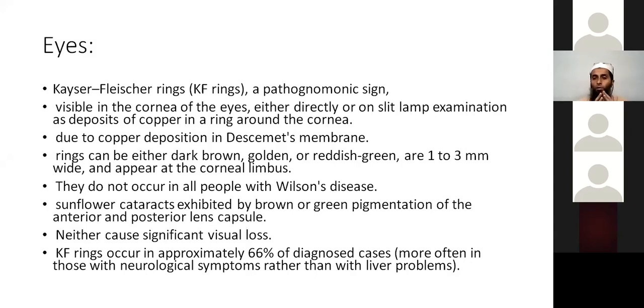And why does it happen? It happens because of deposition of copper in the Descemet membrane, and the rings may have different colors: dark brown, golden, reddish green, about 1 to 2 millimeters wide, appearing at the corneal limbus. Okay. Not all Wilson patients have a Kayser-Fleischer ring, so don't think that if it is not there, it is not Wilson disease. Most of them have it, but some may not, right?